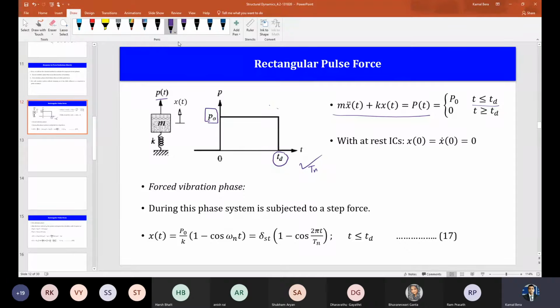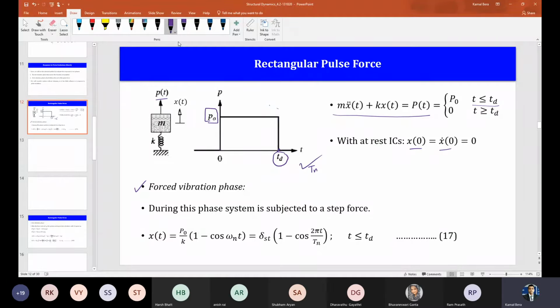And when the force vanishes, the system will continue to oscillate, and that oscillation is due to the initial condition imparted at time t equal to Td. That is the forced regime and the free regime, the two regimes we want to discuss. Remember that the system is at an initial condition at the start. The forced vibration phase we already discussed, it is very simple.